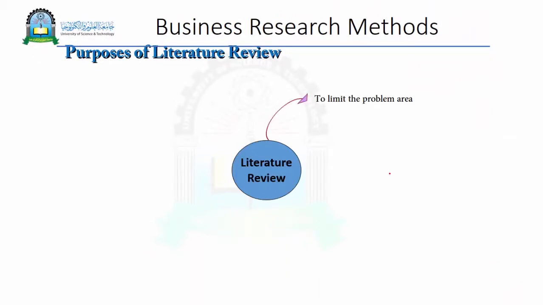Talking about the purposes of the literature review, we have different purposes. The first purpose is to limit the problem area. So we need to read all the previous work in the same area. If I'm doing, for example, research about job performance, I need to read all the previous work in order to limit the problem area and find out the research gaps.